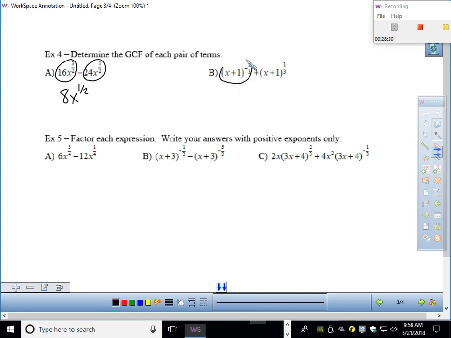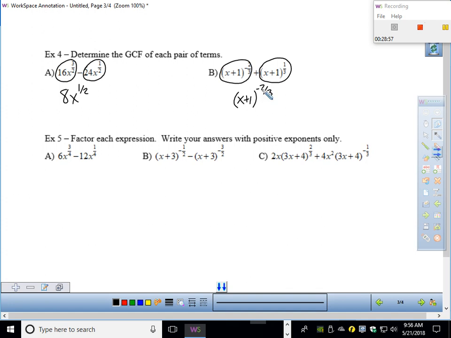All right, letter B. Circle the 2 if you would, very lightly on yours. I don't have that capability on my screen here. And notice I have 2 powers in the same base. The base is x plus 1, so if I'm looking for the greatest common factor, I know it's going to be something in that base. And very simply, if I've got x plus 1 raised to the negative 2/3 and raised to the positive 1/3, the greatest common factor is the smaller of the two. Negative 2/3 obviously is going to be smaller than positive 1/3.